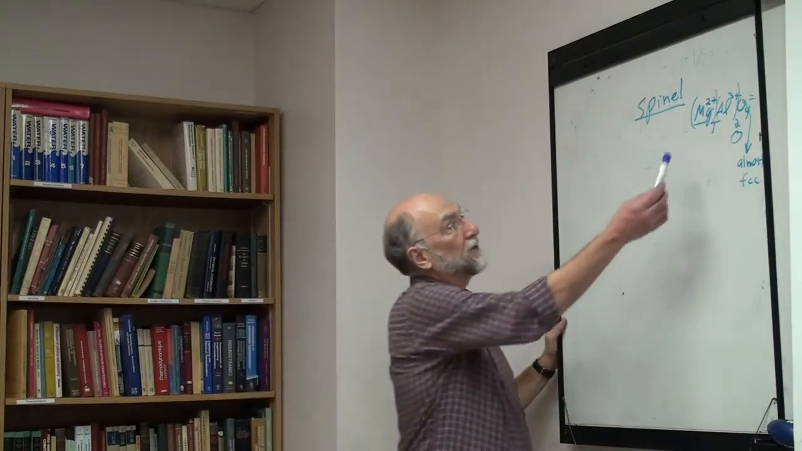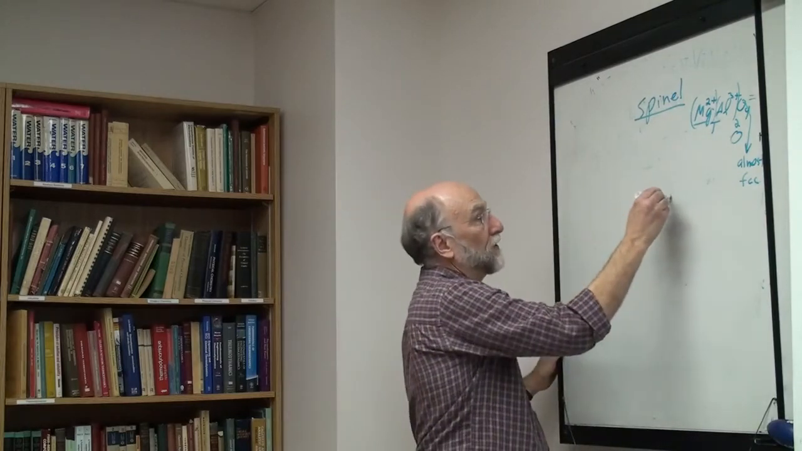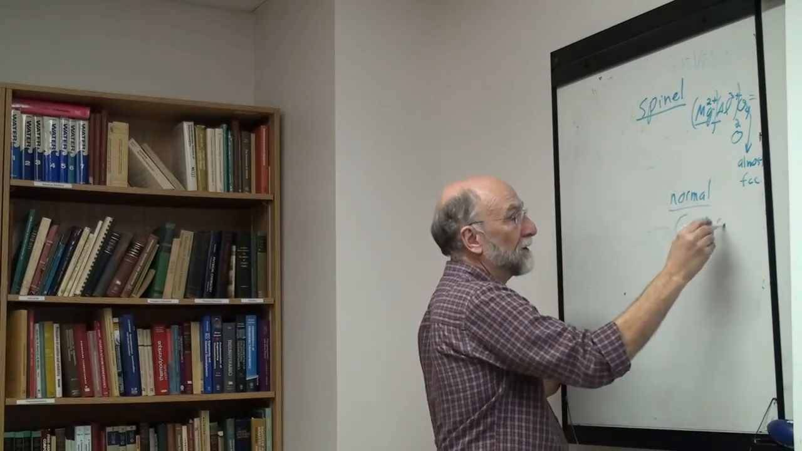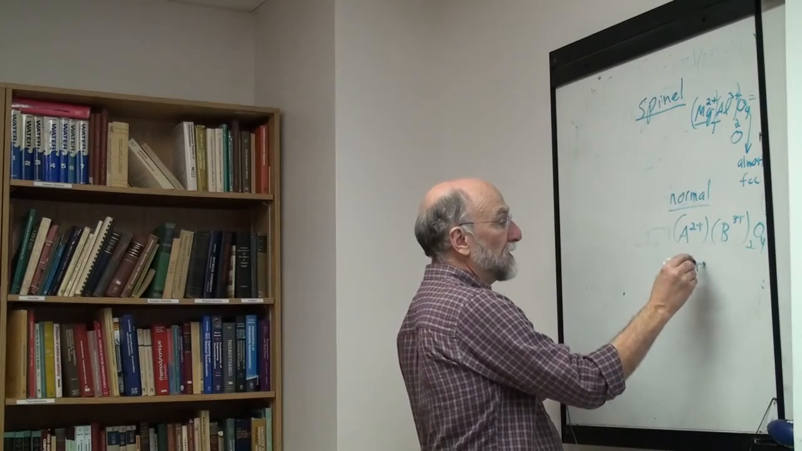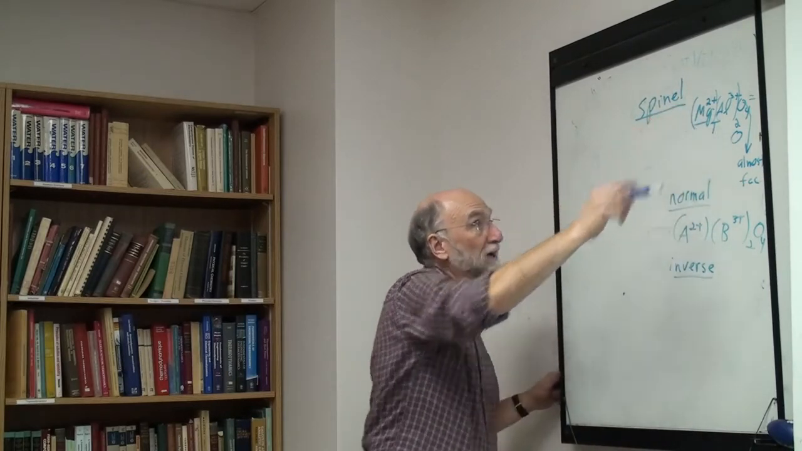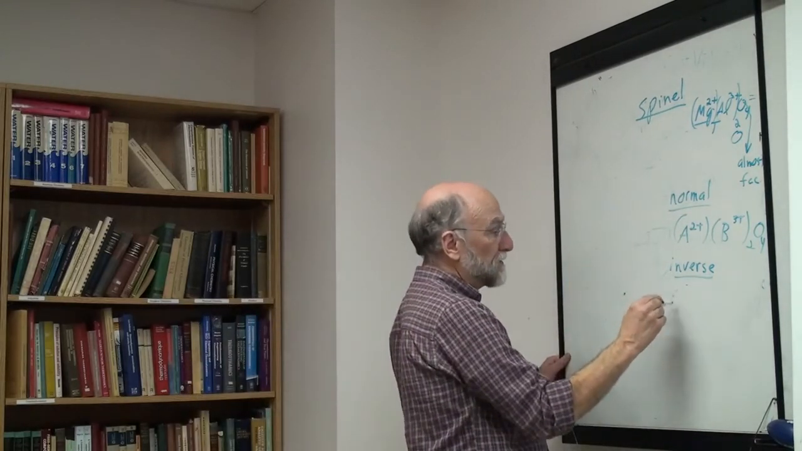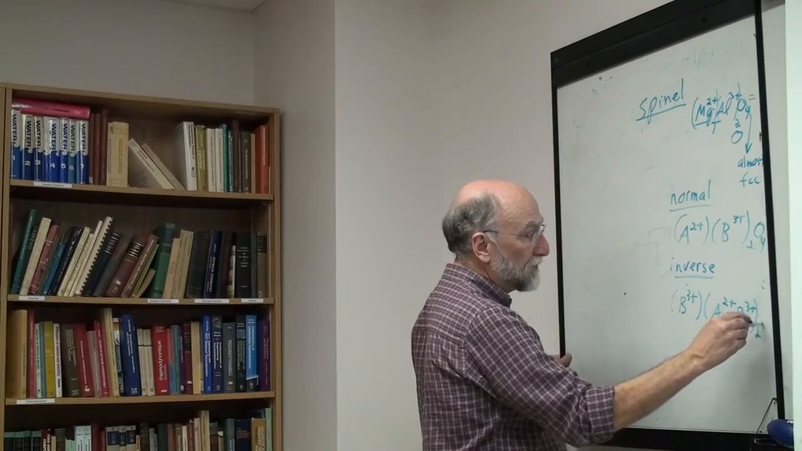If you have Mg2+ Al3+2 O4, then all the tetrahedral sites are occupied by magnesium and all the octahedral sites are occupied by the 3+ ions, and that is called a normal spinel. The normal spinel is of the form A2+ B3+2 O4, a normal 2,3 spinel. You then have what we can call an inverse spinel. MgAl2O4 is pretty much 99% normal. An inverse spinel is B3+ A2+ B3+ O4.